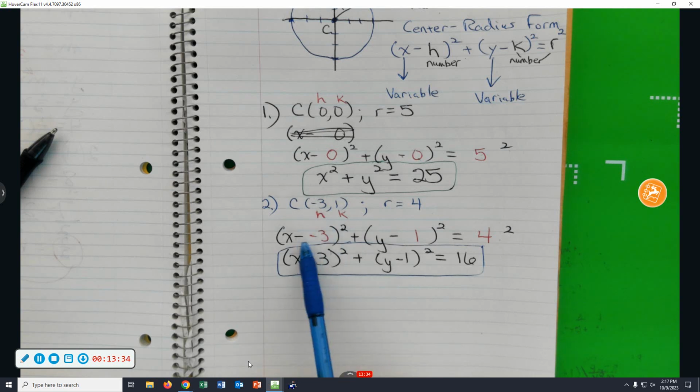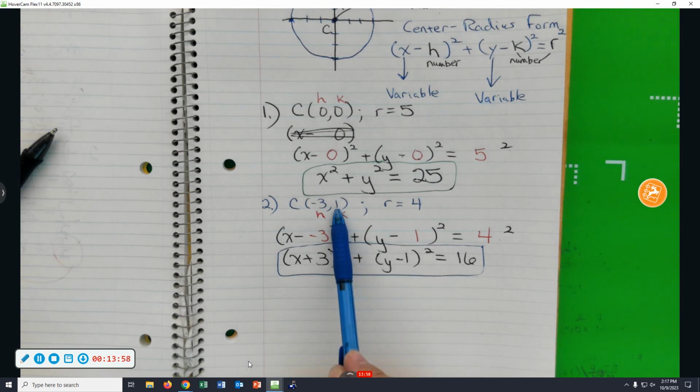No, it's a -3. The minus from the formula combines with that negative on the 3 to give you a positive number. So what you see inside the parentheses is exactly the opposite of the center. You see a +3. The x-coordinate of the center is a -3. Here you see a -1. The y-coordinate of the center is a +1.